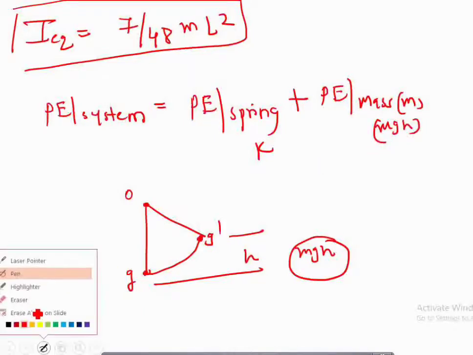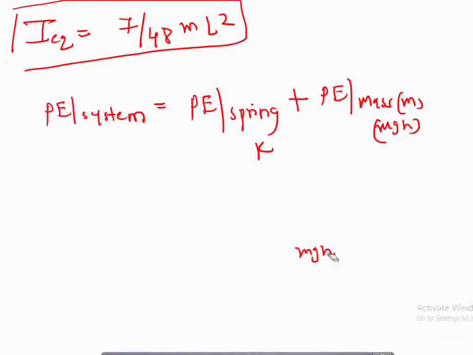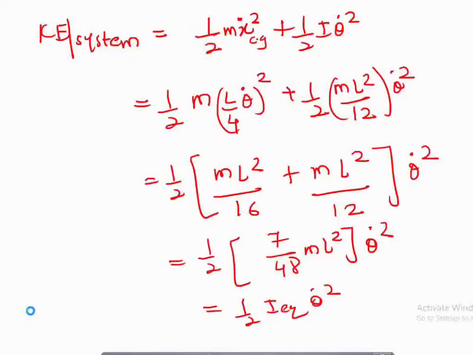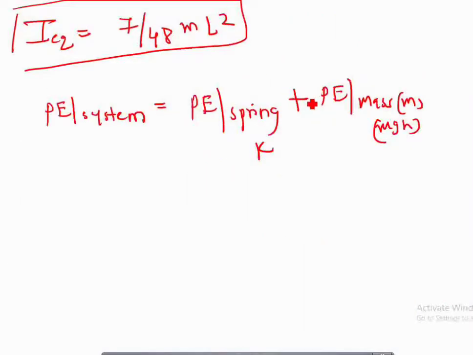For that I first have to draw the figure. Which triangle will you consider? I will go back to the figure. I have to consider this triangle O, G and G dash. So let me consider this triangle and see what I get: O to G dash to G, and let us say this is G dash.